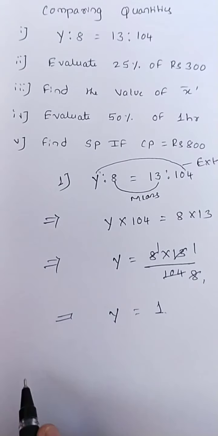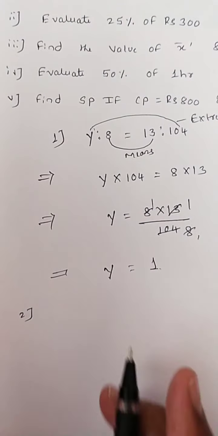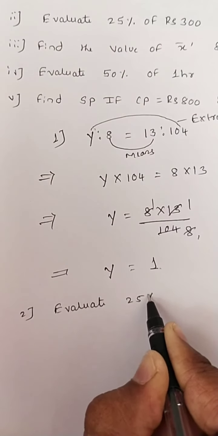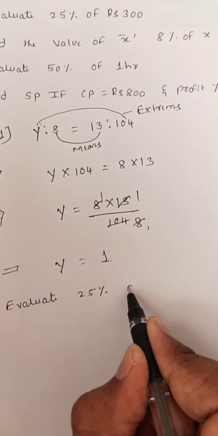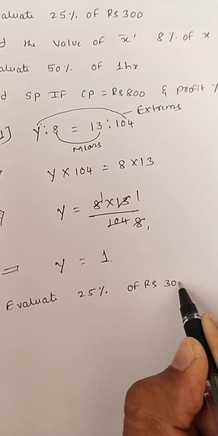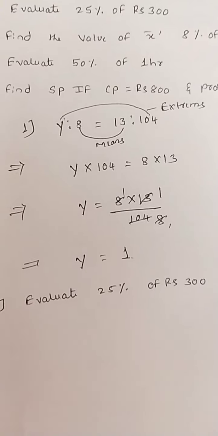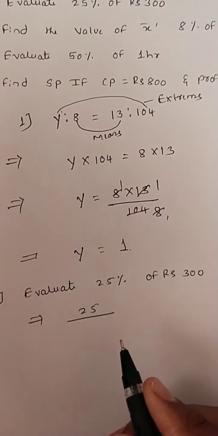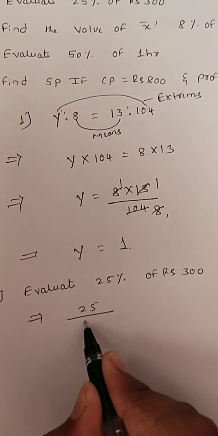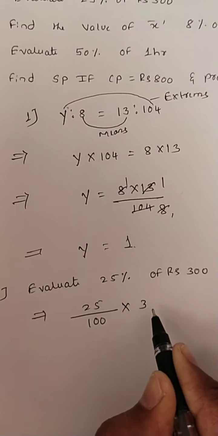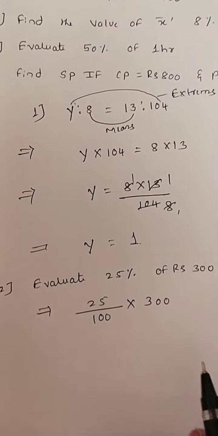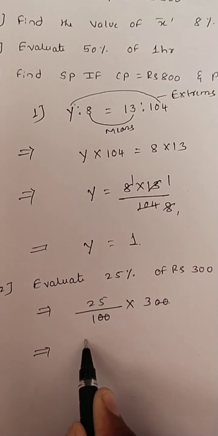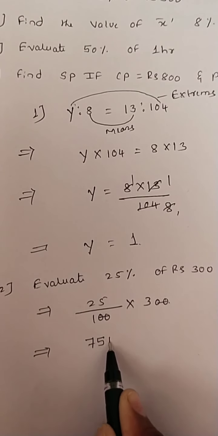Okay. The second one is evaluate 25% of rupees 300. That is 25 divided by 100 into 300. The zeros get cancelled. So 25 times 3 is 75 rupees.